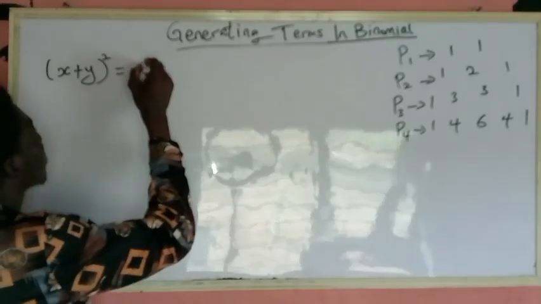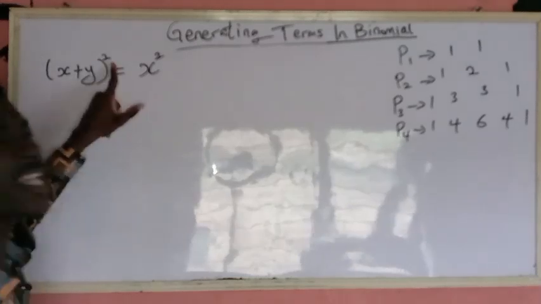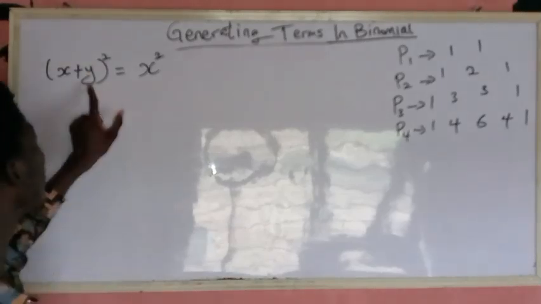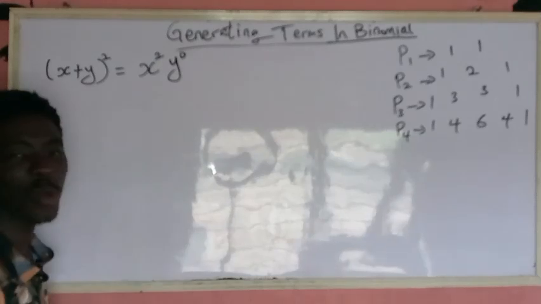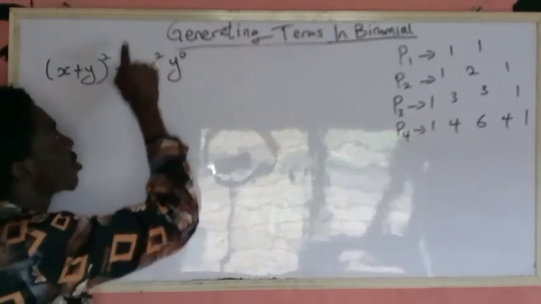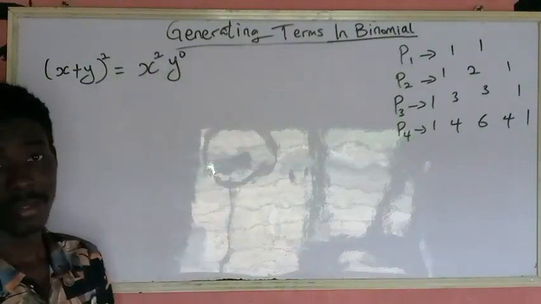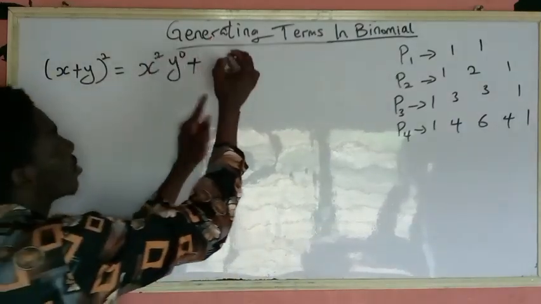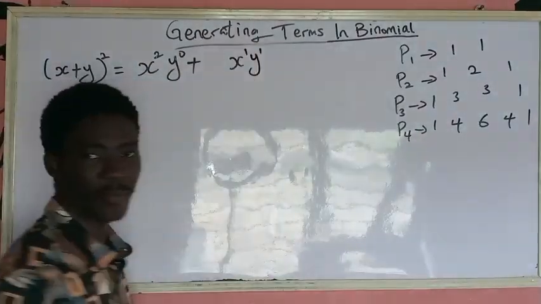So we have x raised to power 2. Now how do I do that? You take the highest power, take the number here, raise to the highest power, and the next one, the power will be what? We decrease. The power here starts with 2, and the power for y starts with 0. That's the first thing you should know. And the next time, you decrease this by 1, and you increase that by 1.